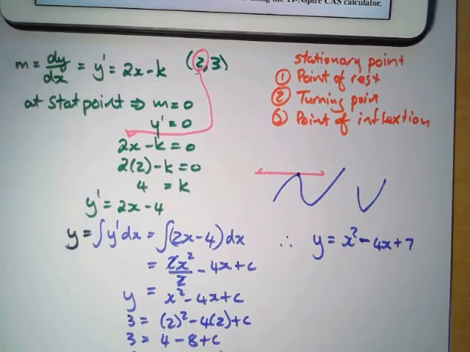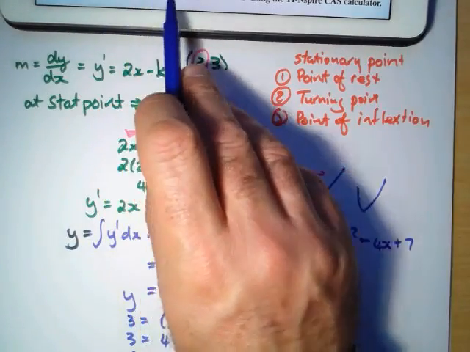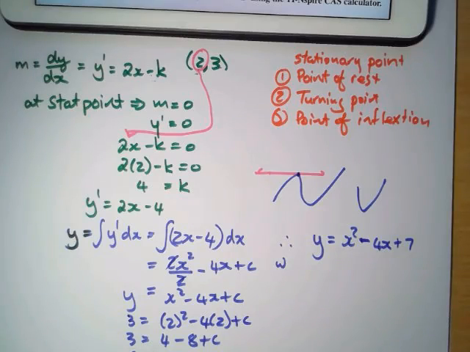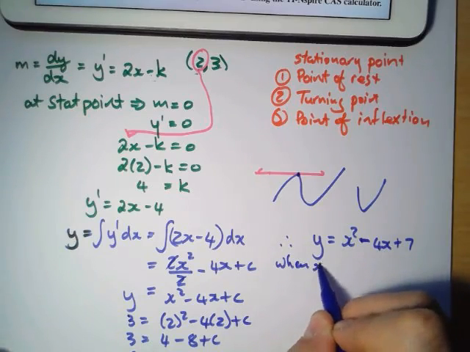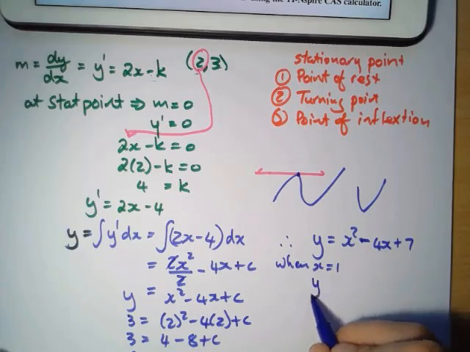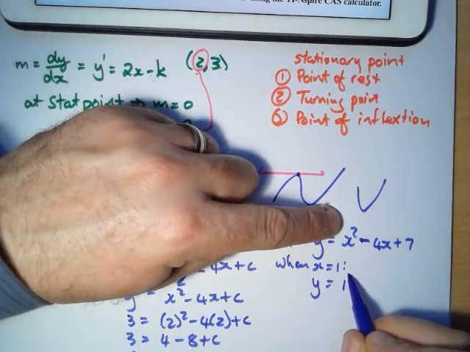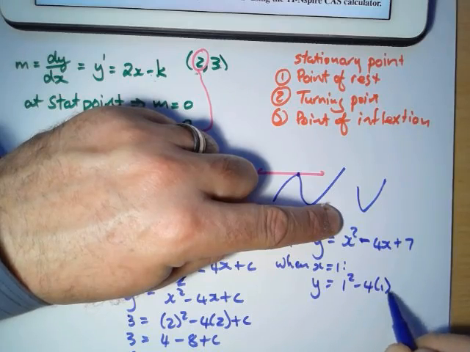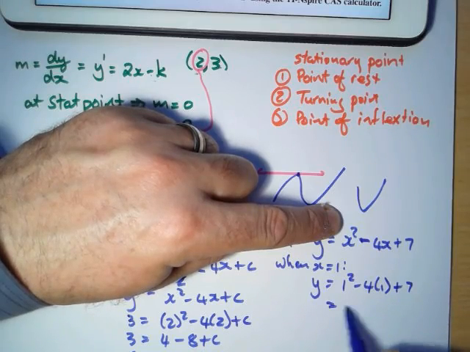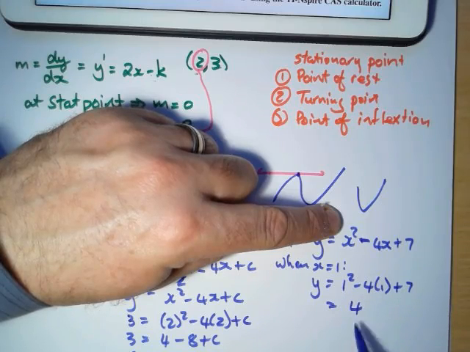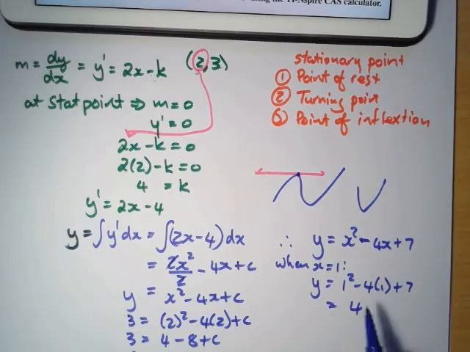What was the question? What is y when x is 1? Okay, so I'm going to say when x equals 1, y equals, what does y equal? Well, I put x in as 1 there. 1 squared minus 4 times 1 plus 7. This is 1. Take away 4 is negative 3, plus 7 is 4. So when x is 1, y is 4. And that's all you need to be able to do.